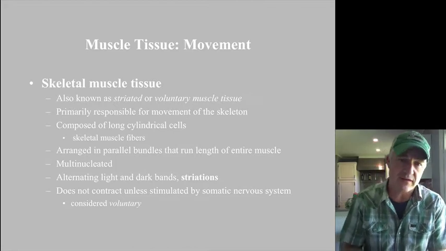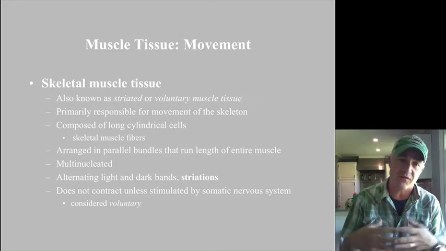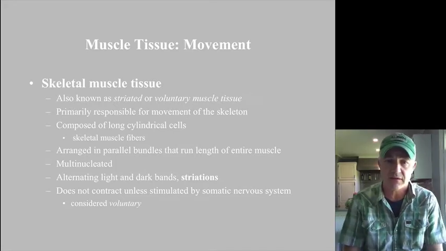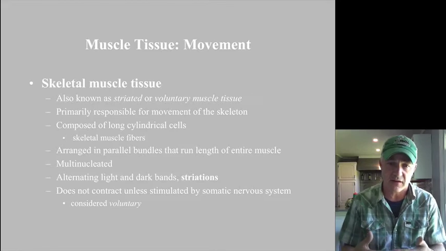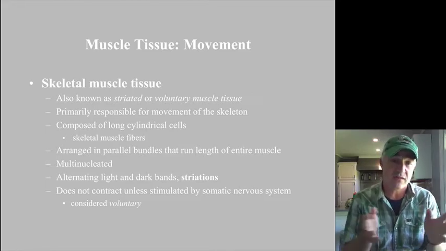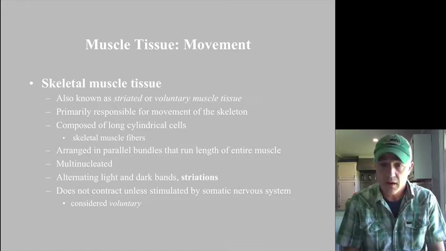These actually start out as many cells that fuse together, so these end up being what is called multinucleated cells, and we'll see when we get to the muscle chapter that they have these alternating light and dark bands, and we'll talk a lot more in detail about what makes those happen, but those striations are distinct in this one. We consider this one voluntary.